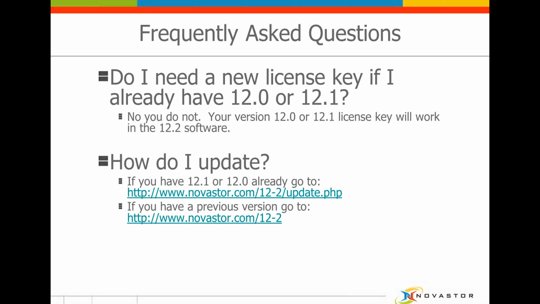Another question is, how do I update to 12.2? So if you already have 12.1 or 12.0, basically just go to www.novastore.com/12-2/update.php, and it'll walk you through that update process. And if you have a previous version, basically just go to www.novastore.com/12.2, and it will give you the option to upgrade to 12.2. It will be a paid option if you are not already on the 12.x software, unless you have upgrade protection already.